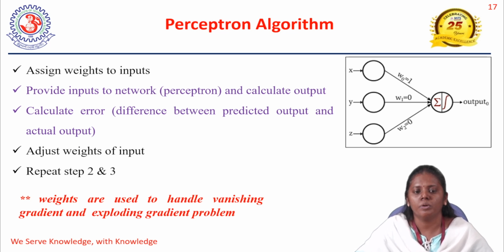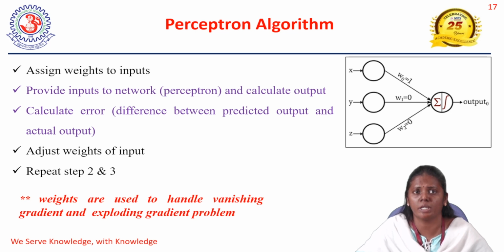Okay, so the steps involved in training the perceptron, or you can say artificial neurons, are as follows. Step one, assign weights to the inputs. For every input, I'm going to assign the weightage or the weights. Second step is to provide inputs to the network and calculate the output. So I'm going to provide input to the network, or say the perceptron, and I will calculate the output from it. Then calculate the error. This is the important step.